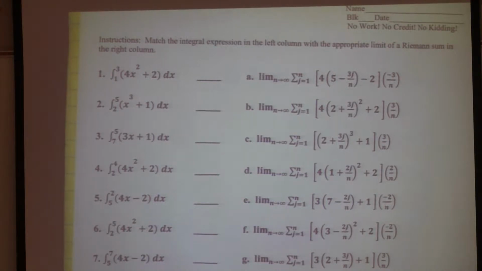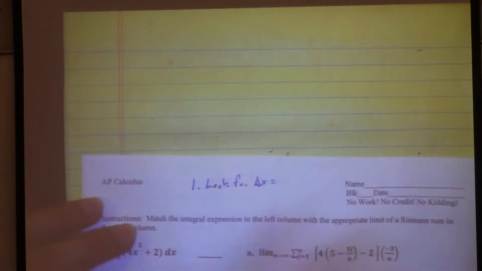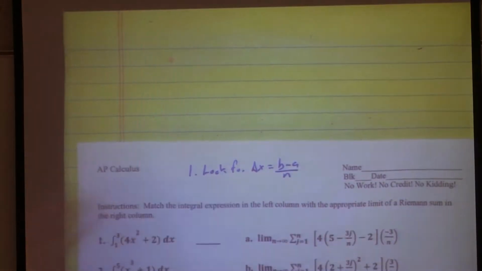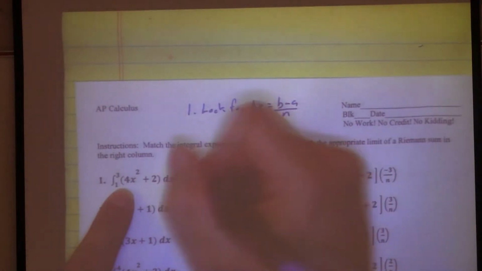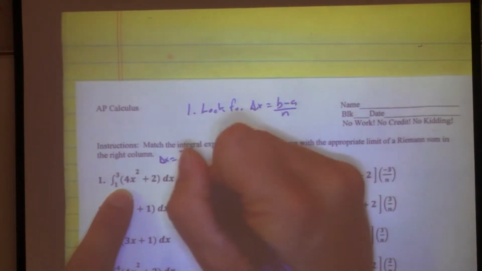The first thing you need to do to help eliminate answer choices is find that delta x. So we should all know how to find delta x, right? So number one is to look for that delta x. And how do I get it? b minus a over n. So for example, this first one here, what would be my delta x for this problem? 2 over n.